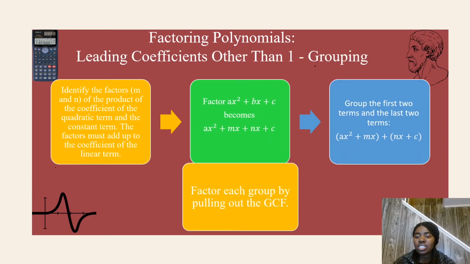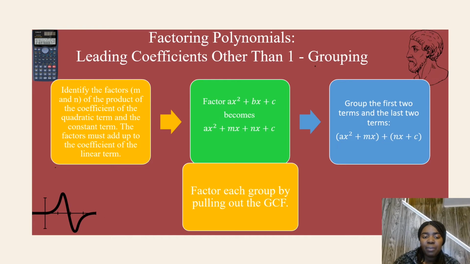So we've talked a lot about what to do when you have a leading coefficient of 1. What do you do when you have a leading coefficient that's not 1? 2, 5, 20? There are so many options, right? What do you do? If you have a leading coefficient that's not 1, you use a method called grouping, okay? Basically, it's going to be a process similar to what we just discussed, but it's going to include more detail, or it's going to be a little bit more complicated.